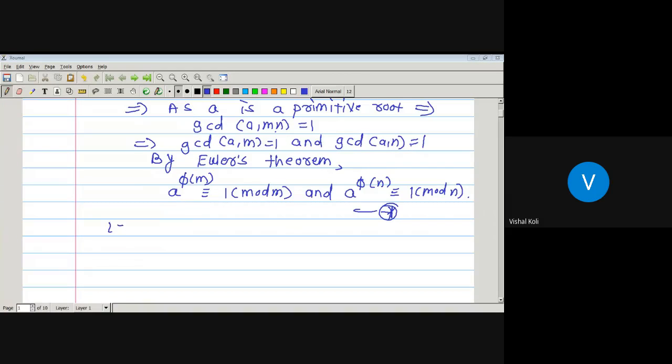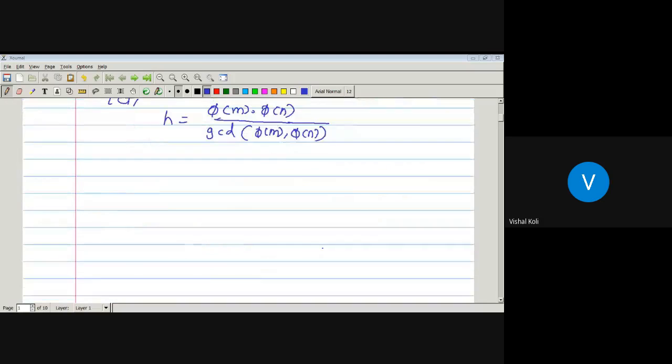Now let us define one term h, which is an integer: phi of m into phi of n divided by GCD of phi of m comma phi of n. Take this as equation 1.